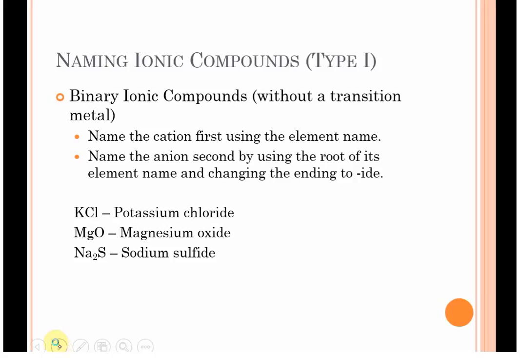Now, ionic compounds are different. With covalent compounds, we use prefixes. We don't do that with ionic compounds. Ionic compounds are going to be distinct sets of rules.